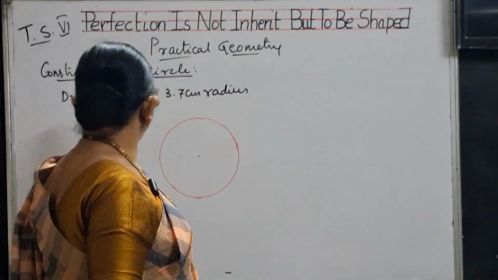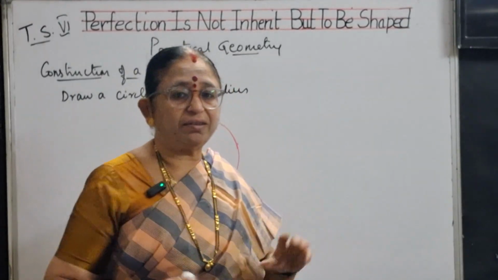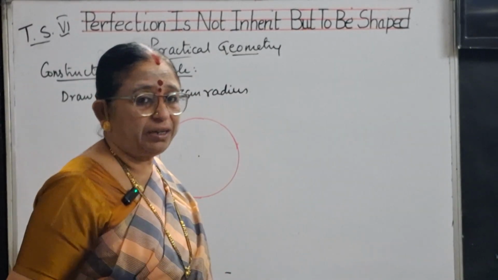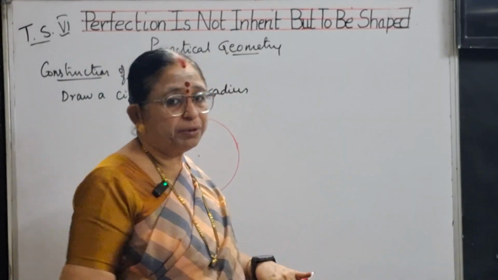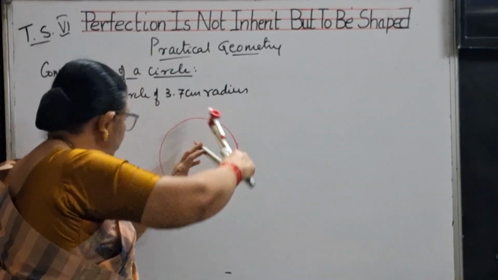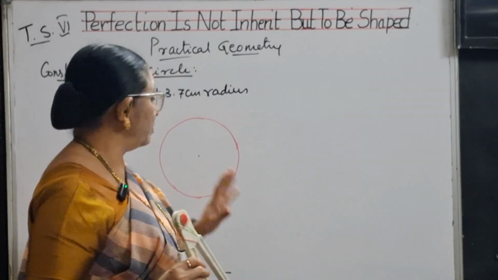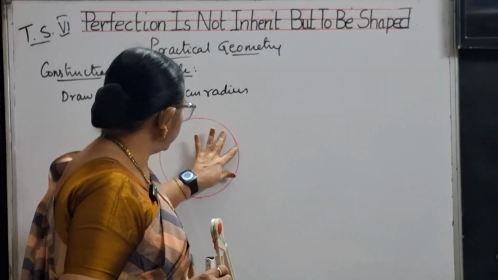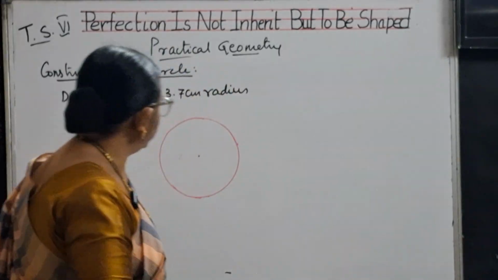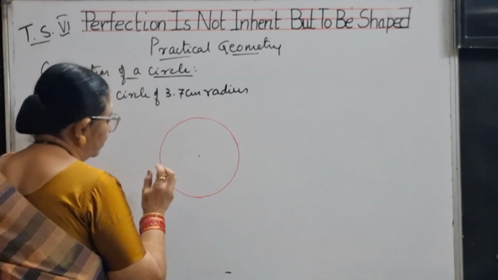So the question here is, draw a circle of 3.7 centimeters radius. Since it is a whiteboard and it is very slippery, with the help of the compass I have drawn it, but I can't show you because when I am doing it, it is slippery. I took a long time to construct, so I have done it. Now I'll be telling you what is actually a circle. What is a circle, children?